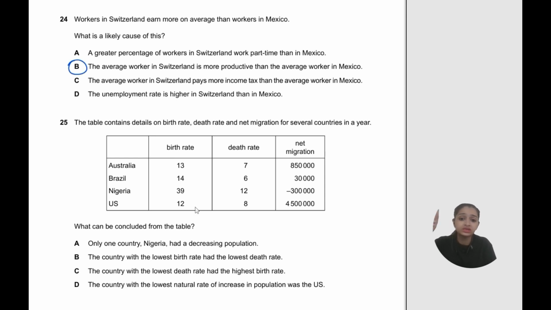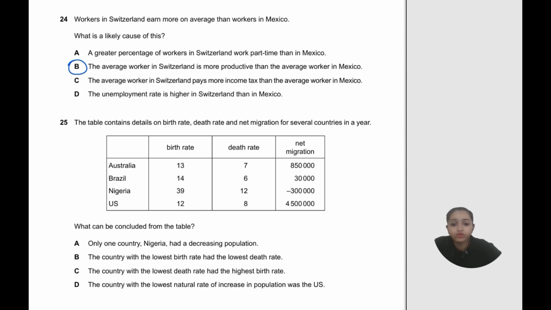The average worker in Switzerland pays more income tax than the average worker in Mexico. Now, this is a result of earning higher income. This has nothing to do with why they are earning more. The unemployment rate is higher in Switzerland than in Mexico. No. If the unemployment rate is higher in Switzerland, then they might not be earning more, right? So it is contradicting. So D is not an option. So the answer for 24th question is B.